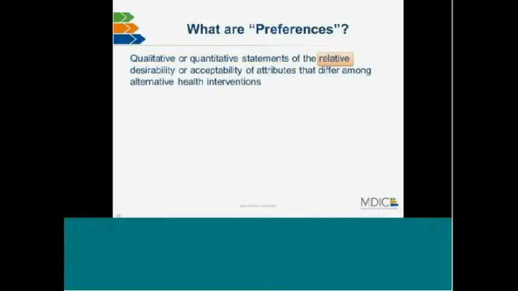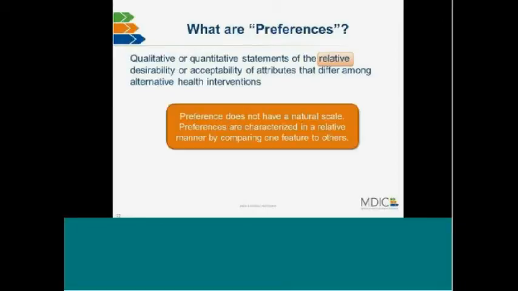Relative. All right, so relative desirability or acceptability. Preference doesn't have a natural scale. There are things called utiles. Nobody can really communicate about those easily. But basically, I can't say I prefer something out of 5. You really have to compare one thing against another.